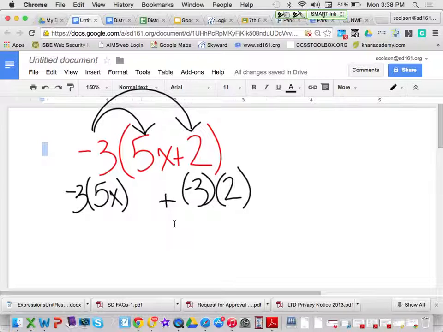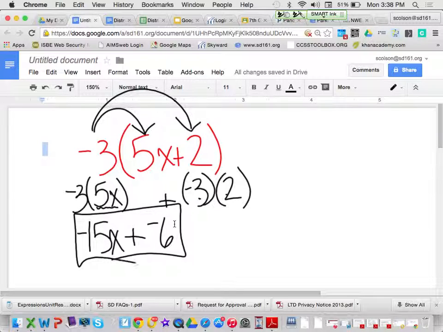Is it okay that I'm using an x like this, or multiply like this instead of a dot? You betcha. So, right here, I have groups of 5 x's, and I have negative 3 of those. So how many x's do I owe? 3 groups of 5, that's going to be negative 15x. I have a plus sign, and then I have a negative 3 times a positive 2, that's going to be negative 6. So that is my answer. Or I could have negative 15x minus 6.